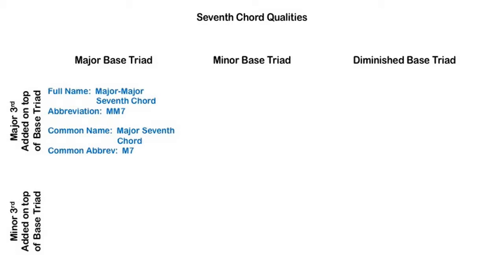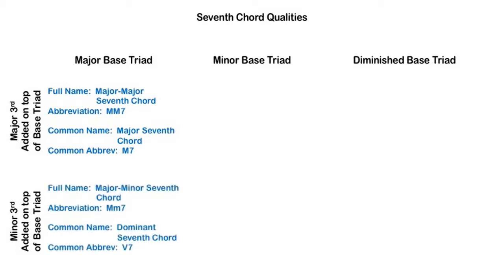If we take the same major triad and we put a minor third on top of it instead, the interval formed between the root and the 7th is a minor 7th. So the full name of this 7th chord is a major minor 7th chord, which we would abbreviate capital M, small m, and then the inversional symbol, in this case a 7.